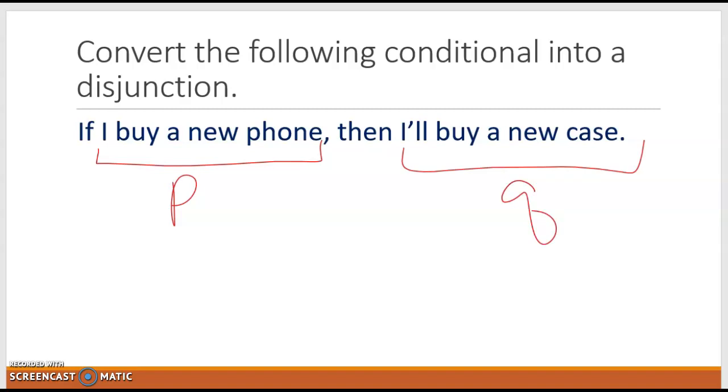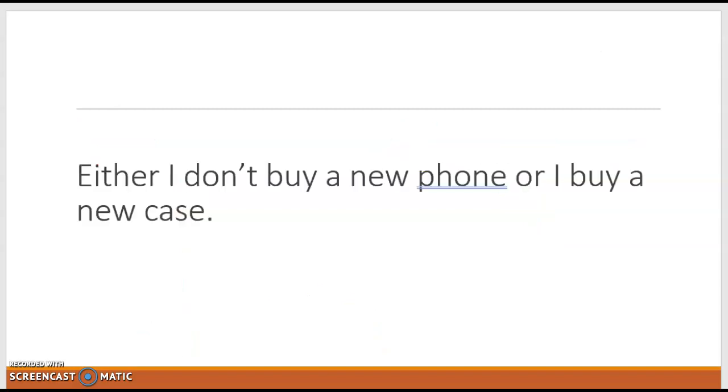So to think about what we're going to do to this, to change this to a disjunction, I need to negate P and then make this or. So our Q doesn't change. It's going to stay, or I'll buy a new case. But think about how we negate that first part. So what's the negation of if I buy a new phone? Well, it would be either I don't buy a new phone, or I buy a new case.